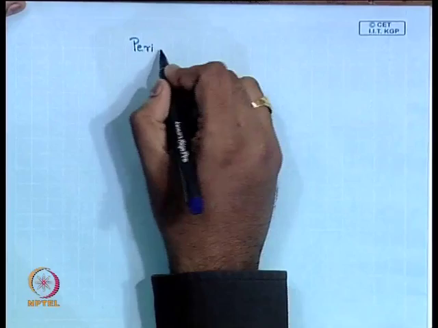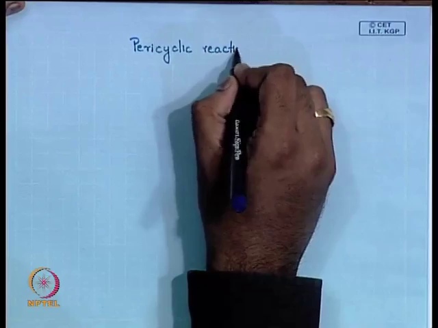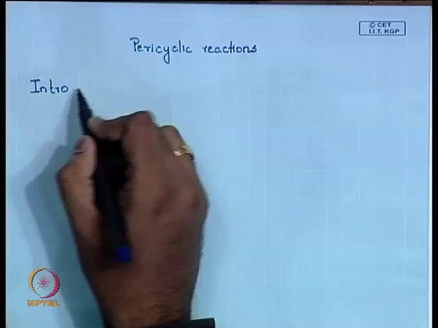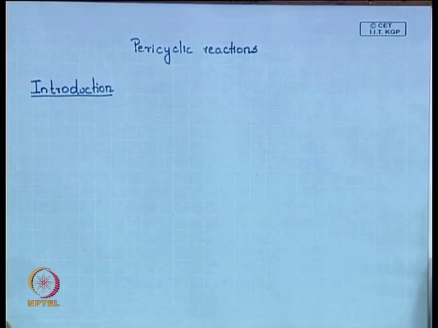So far we have discussed some important aspects of photochemistry. In the coming classes, we will be discussing more about pericyclic reactions. We will concentrate on some important reactions. This half we will be concentrating more on pericyclic reactions. I will give a nice introduction to pericyclic reactions.